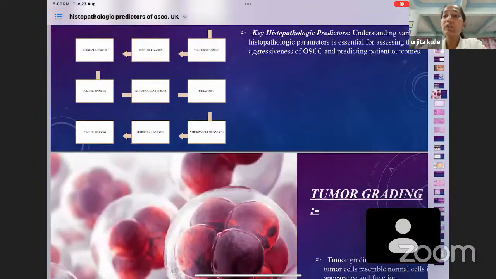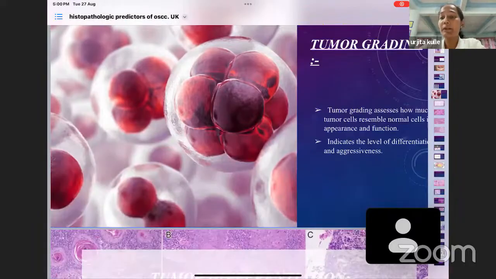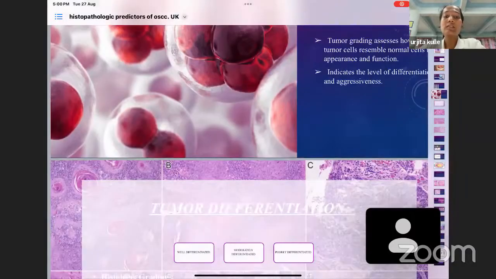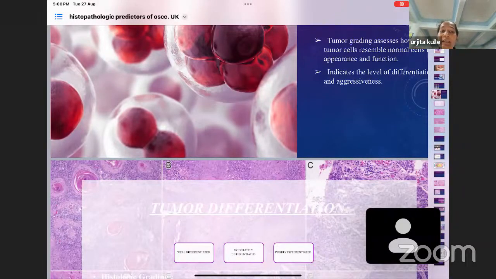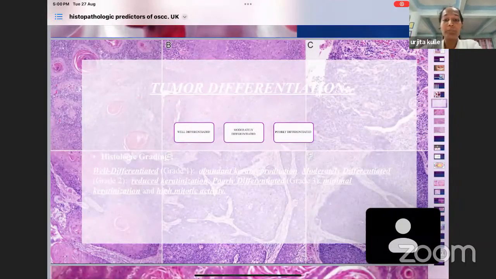So now let's begin with tumor grading. Tumor grading assesses how much the tumor cells resemble normal cells in appearance and function and indicates the level of differentiation and aggressiveness. The tumor differentiation is done on the basis of histologic grading into well, moderately, and poorly differentiated.